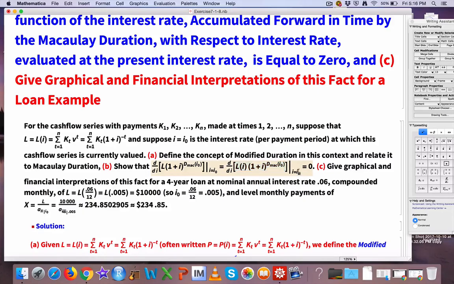Evidently, if this derivative evaluated at the fixed interest rate is 0, where this is the Macaulay duration at that fixed interest rate for the power, this is a fixed number here, that must mean if we graph this as a function of I, the tangent line would have a slope of 0 at this number I0. Probably that means it's either a maximum or a minimum for this function. Actually, it's going to be a minimum.